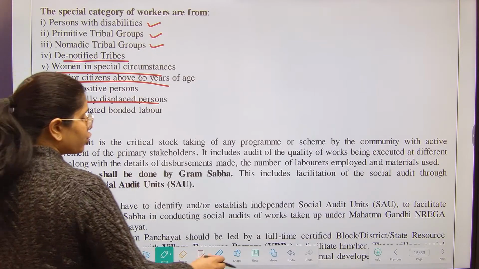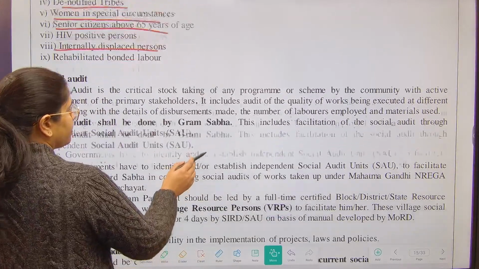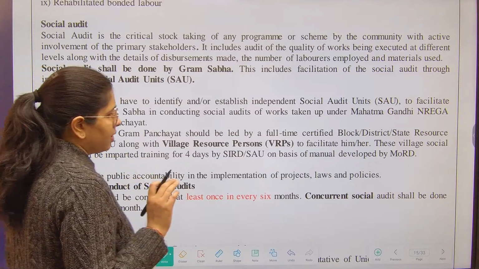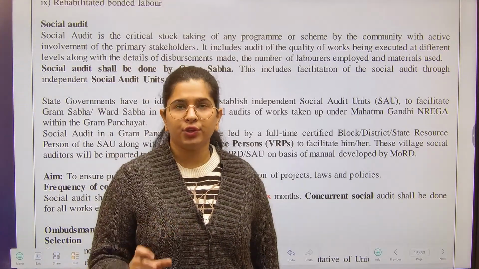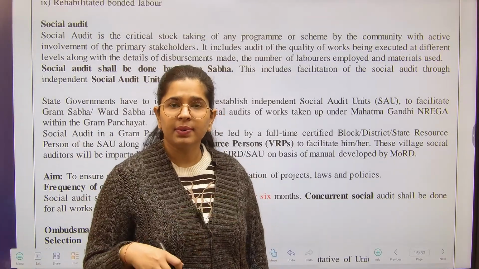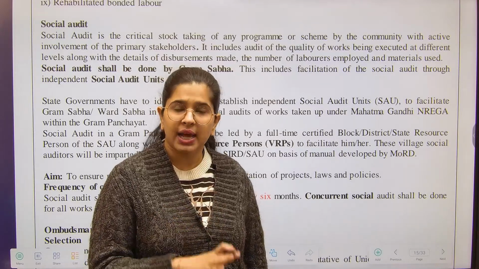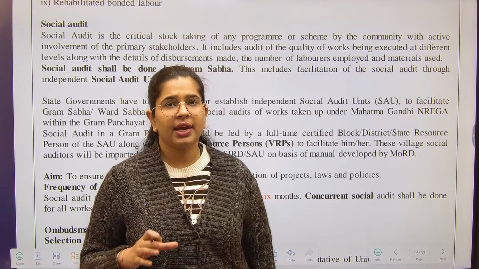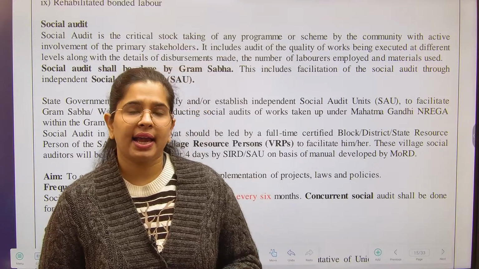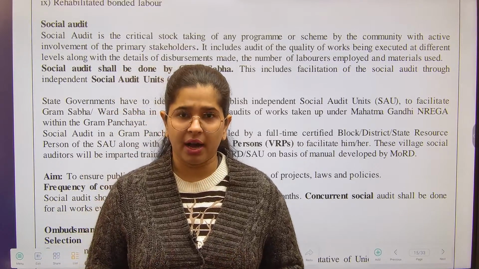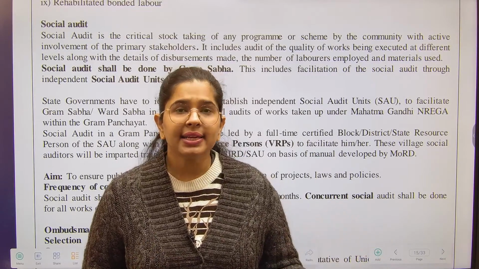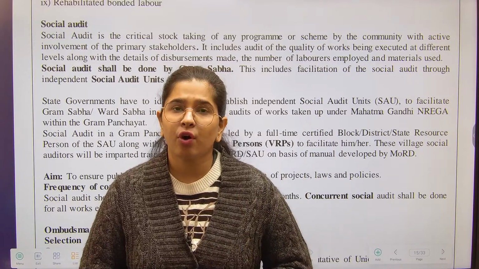Now we'll talk about the social audit. What is social audit? Social audit is when the work performed by you is checked not by an external person but by internal persons, or we can call them the society, so that peer pressure can always be maintained. Ultimately, any work performed under MGNREGA will be used by society. So it is better that society itself checks the work performed by the workers.